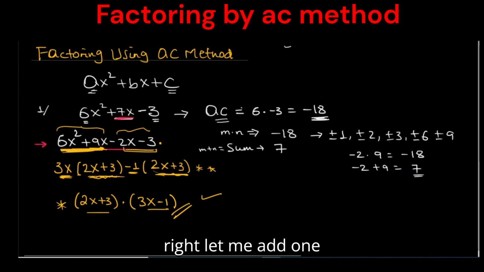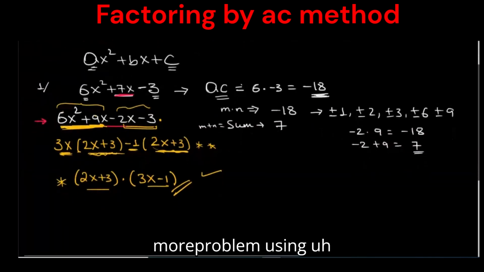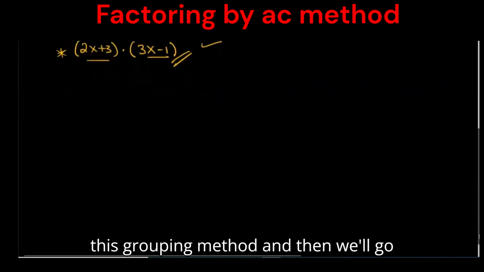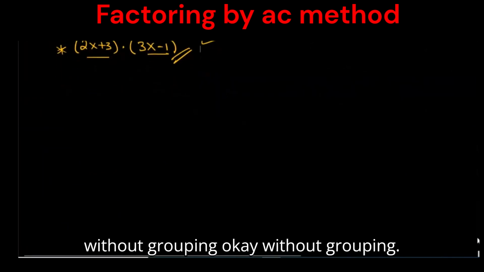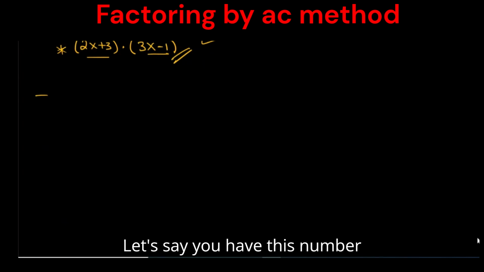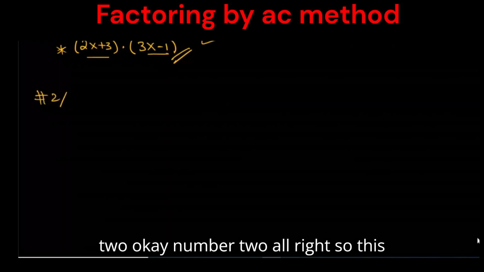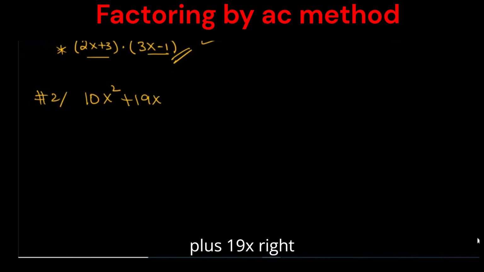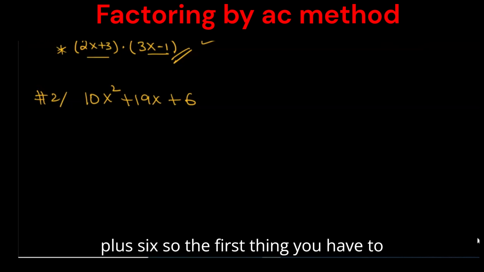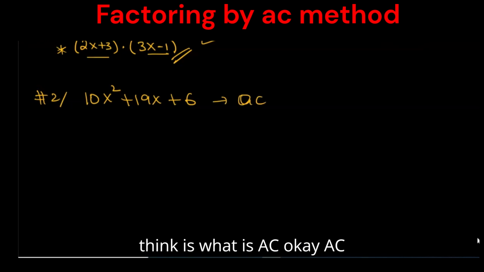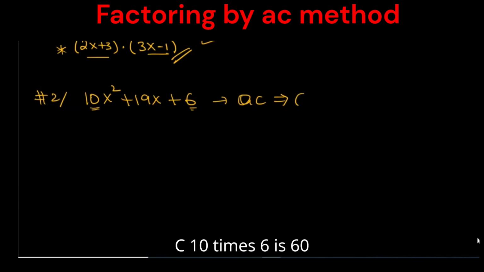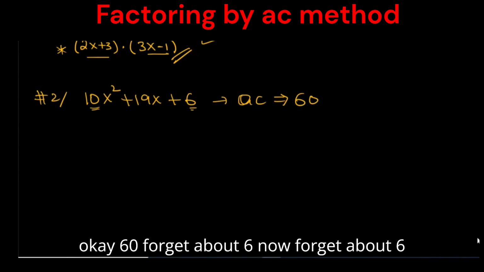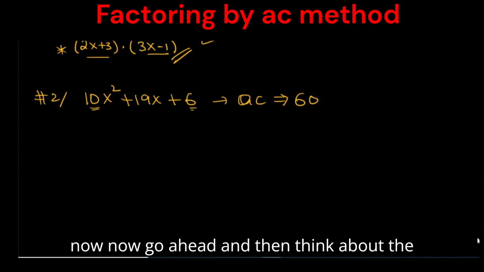All right, let me add one more problem using this grouping method, and then we'll go without grouping. Let's say you have this number 2. This is 10x squared plus 19x plus 6. The first thing you have to think is, what is AC? 10 times 6 is 60. Forget about 6 now. Go ahead and think about the two numbers.